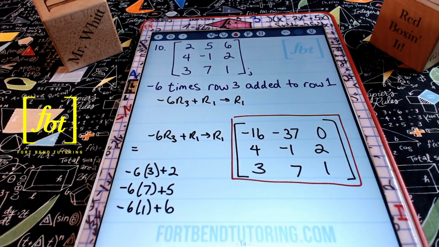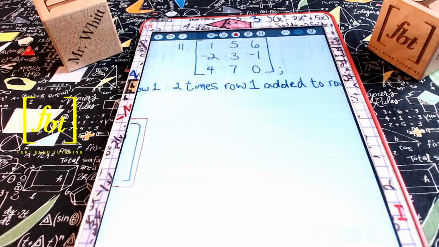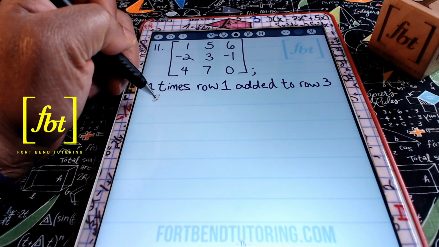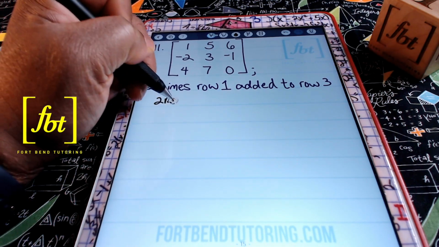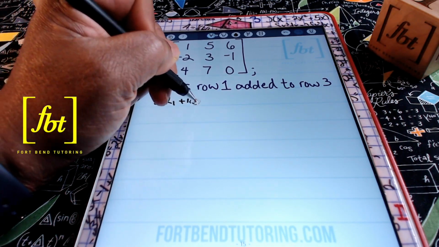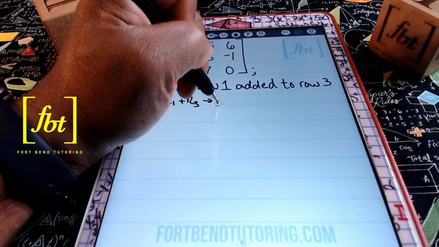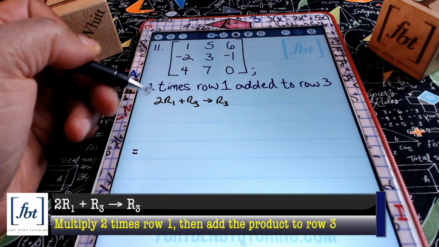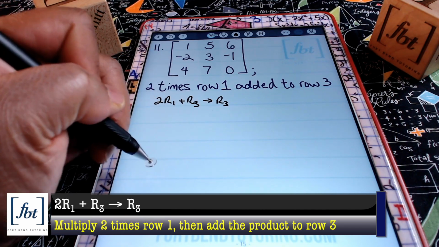We have problem number 10 done and done, and moving on. Next, we have problem number 11. In number 11, it says for us to multiply 2 times row 1, add that to row 3, and put the result in row 3. So this is a 3 by 3 matrix, guys. And the result is going to go in row 3.